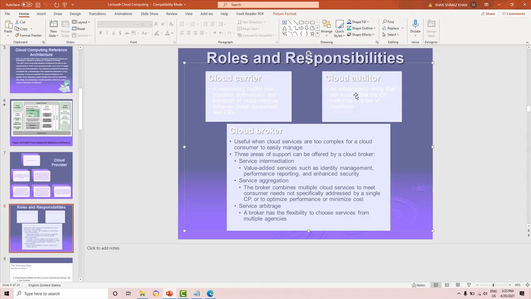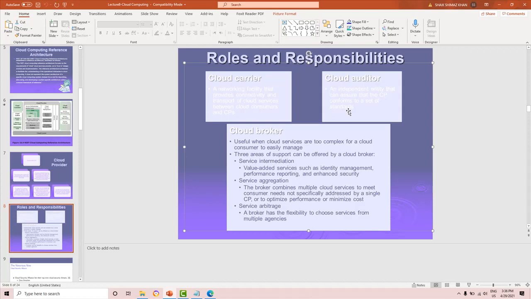Cloud auditor is an independent entity that can assure the cloud provider conforms to a set of standards. The cloud service provider is providing various services to the customers, so there is an entity called the cloud auditor. This entity would review the services provided by the cloud service provider in terms of security, performance, and privacy policies. There are a set of rules and regulations which these service providers have to follow and honor, and that would be reviewed by the cloud auditor.